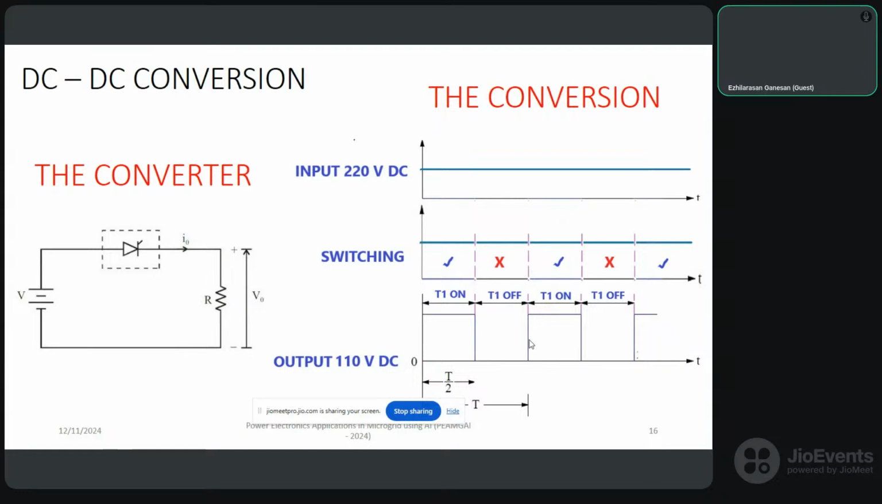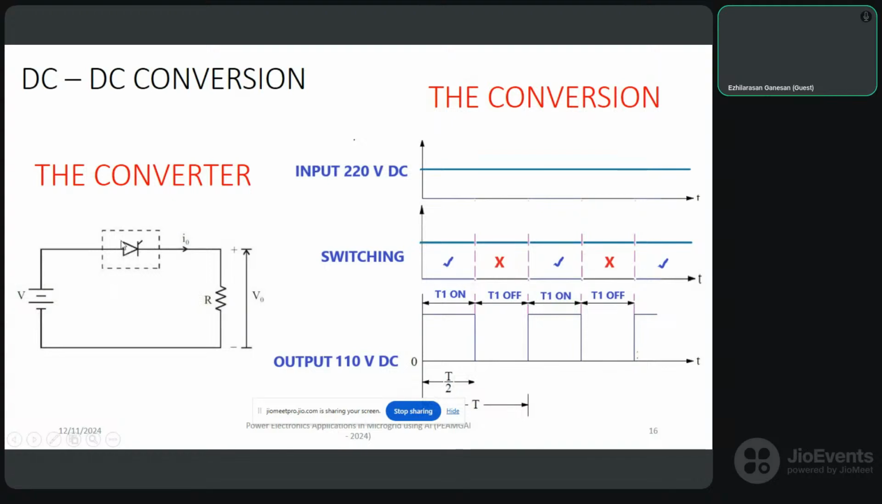When this is happening, you can see that input is 220 volt DC, that full, right? Due to the switching, I am getting only 50% of the input as output. So it means I will get an output of 110 volt DC through the chopping. This is why it is called a chopper, and the converter which does this action is called the DC-DC converter or DC-DC chopper.